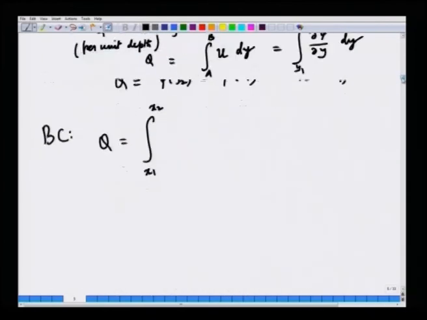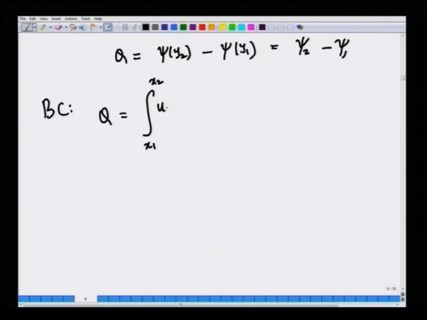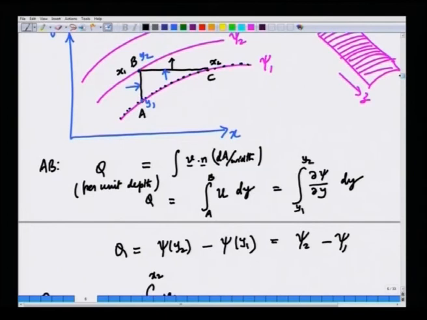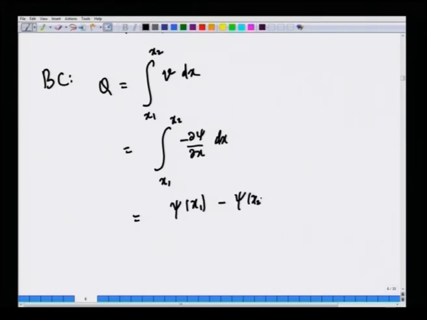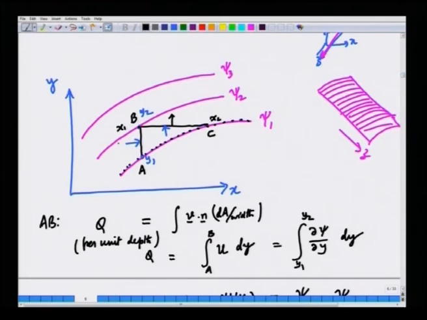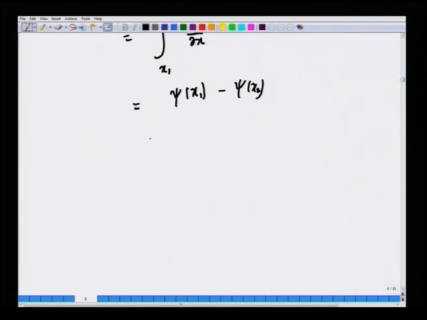Okay. Volumetric flow rate between these 2 points: V dy, V dx, because the area is going to be integrated along the x direction. So, dx, V is nothing but minus partial psi by partial x dx. So, this is psi of x 1 minus psi of x 2. Now, psi of x 1 is psi 2, because x 1 lies on this psi 2 line, and psi of x 2 is psi 1. So, this is nothing but psi 2 minus psi 1.